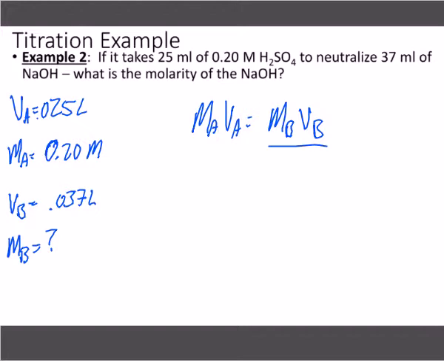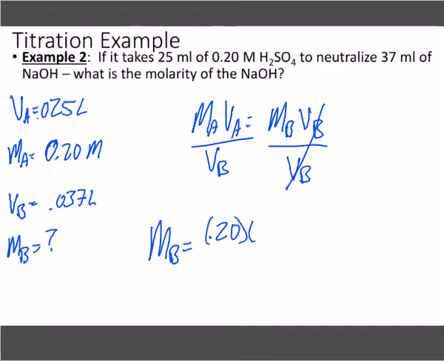So I need to get molarity of the base by itself. My molarity of my acid is 0.20 multiplied by 0.025 liters divided by 0.037 liters. Liters will cancel out. 0.2 times 0.025 divided by 0.037. Go ahead and do the math. Do it on your own. Don't wait for somebody else. Practice it.